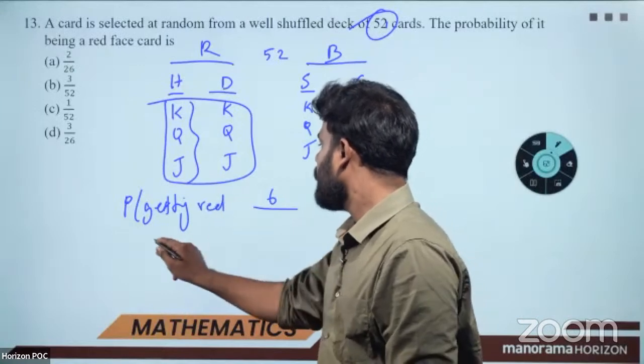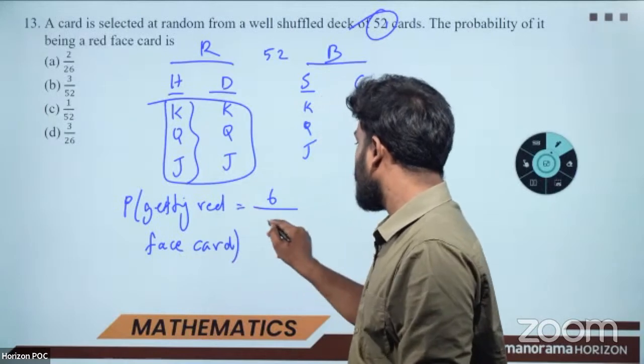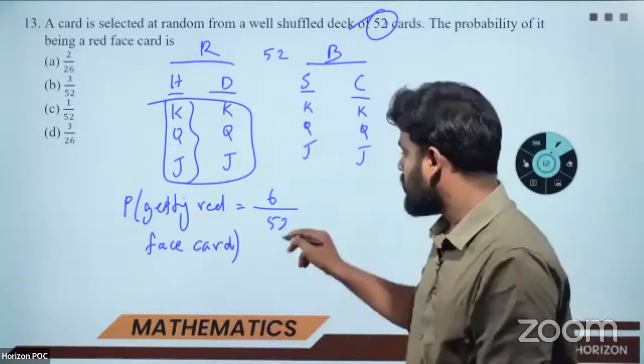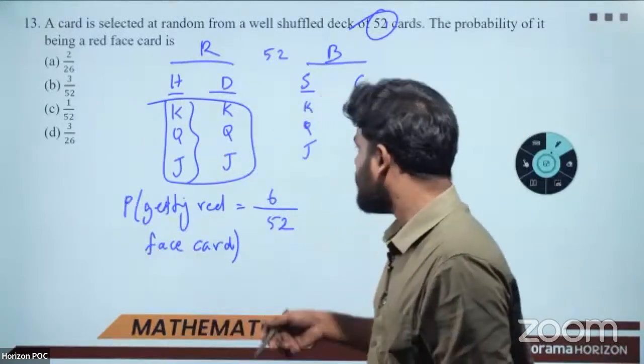The red face card. What is the probability of getting a red face card? It is 6 by 52. There are a total of 52 cards. 6 by 52. Any options there? Yeah, you have 3 by 52, 2 by 26, 1 by 50.